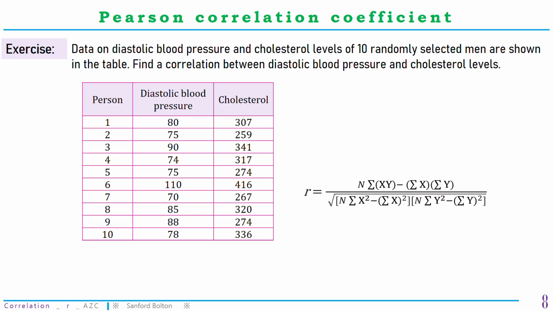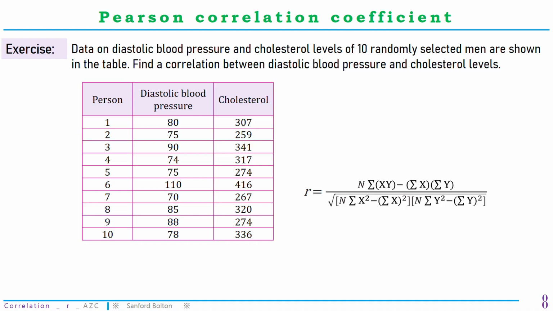Exercise. Data on diastolic blood pressure and cholesterol levels of 10 randomly selected men are shown in the table. Find a correlation between diastolic blood pressure and cholesterol level. The table contains diastolic blood pressure and cholesterol values. So, these are two variables, and we have to find correlation between these two variables.